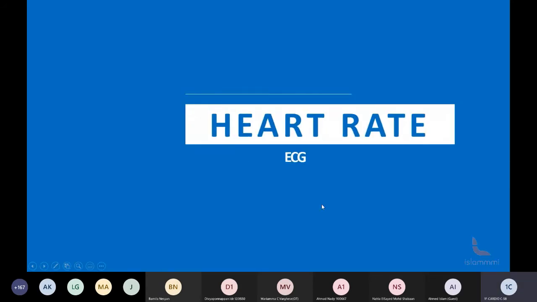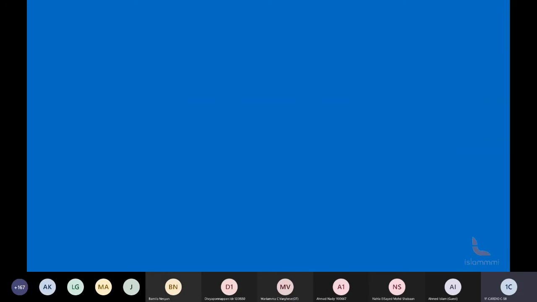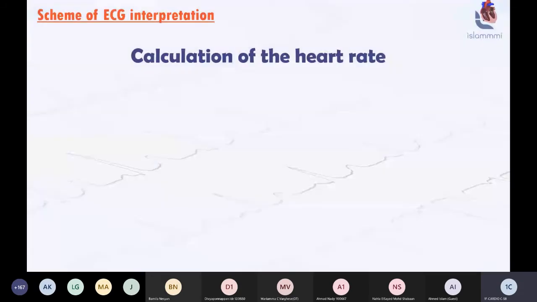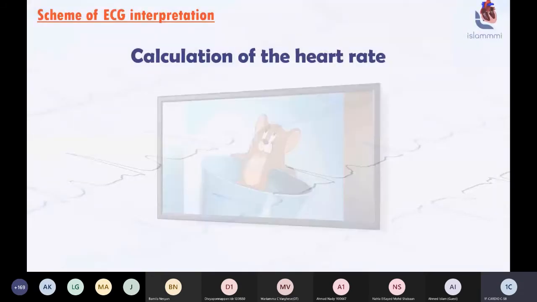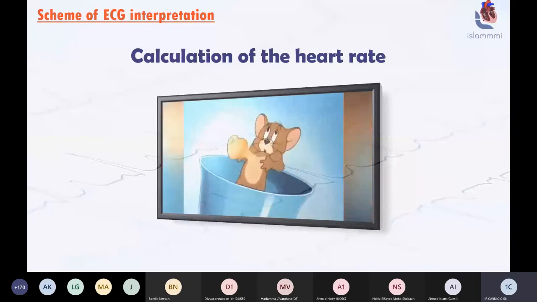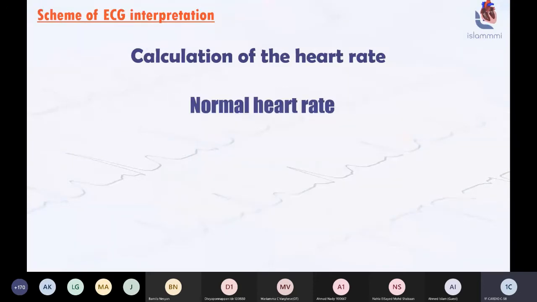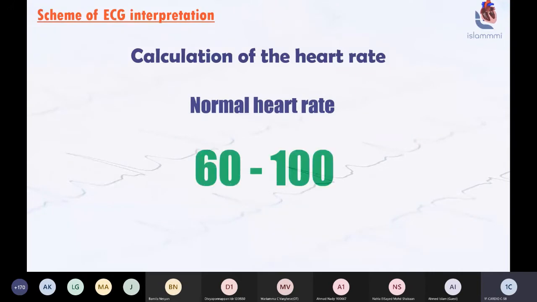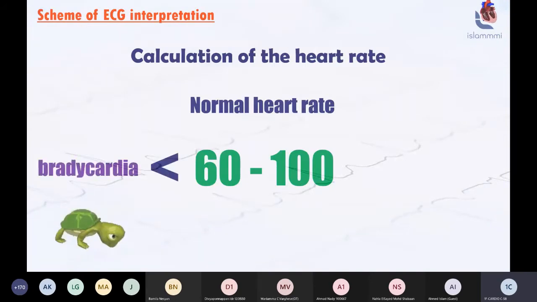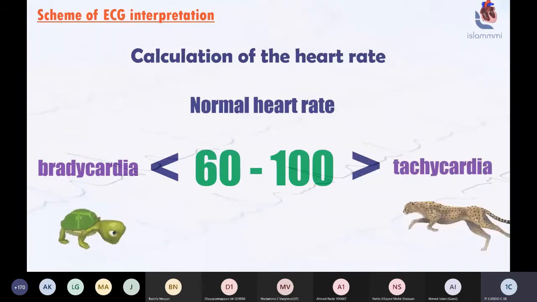So let's start with the heart rate. Before starting with the heart rate, we have always to know the normal range of the heart rate. So if you want to calculate the heart rate, you have always to keep the normal range in your mind. So the normal range is between 60 and 100. Less than 60, we call it bradycardia, like a turtle, or above 100, it's tachycardia, like a cheetah.